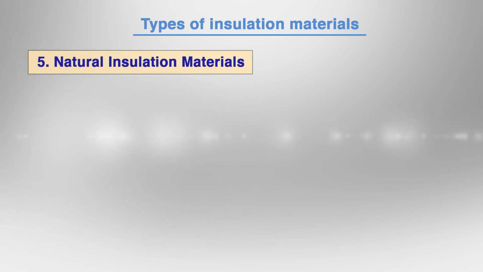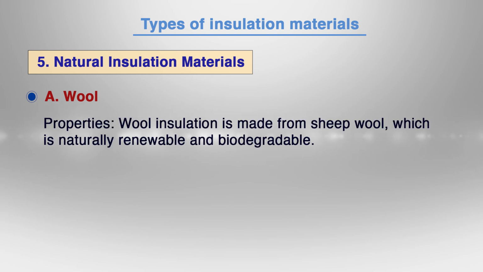Fifth one is natural insulation materials. It is divided into some parts. First one is wool. Wool has some properties. Wool insulation is made from sheep wool, which is naturally renewable and biodegradable.